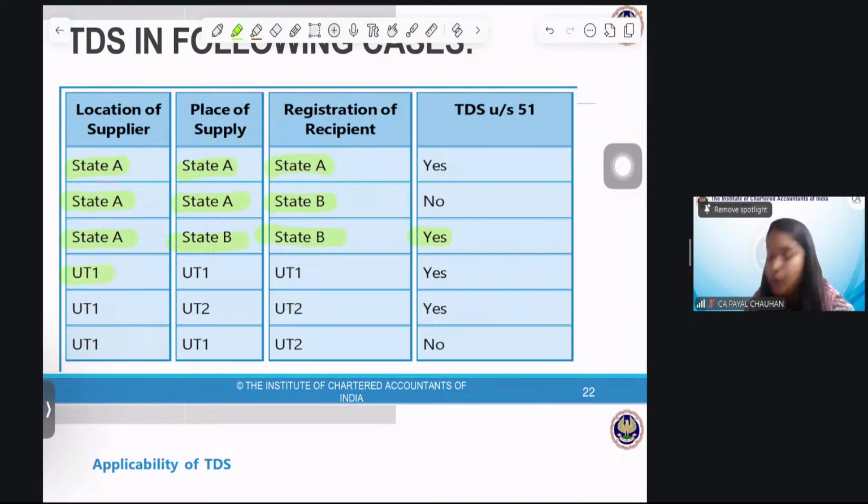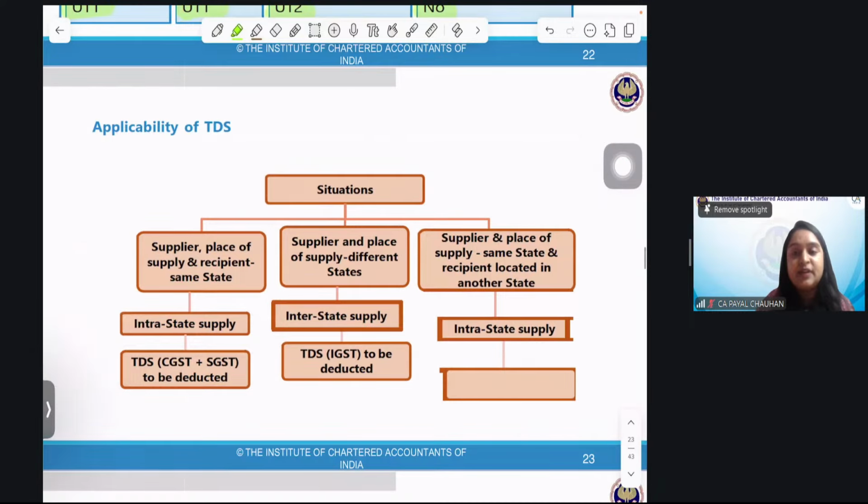Again, location, I am in Union Territory 1, you people are UT1, the place of registration of recipient UT1, yes. Then I am in UT1, you people are in UT2, and the place of supply is also in UT2. Yes, it will be applicable. Last, I am in UT1, I gave you the services or the goods in UT1, but your registration is in UT2. Tell me. No. Perfect. You people got it. Perfect. Right? Applicability of TDS.